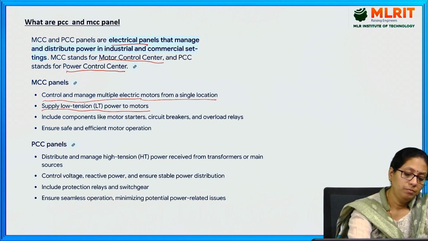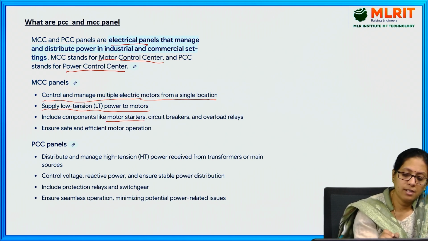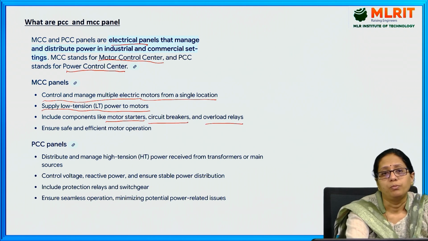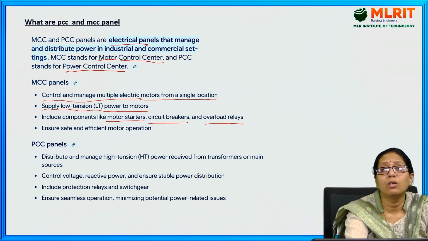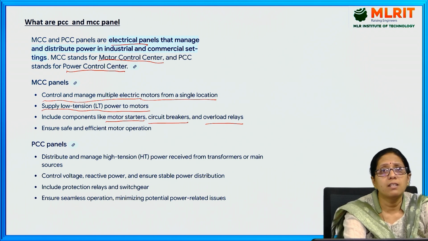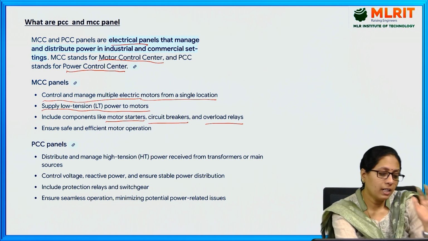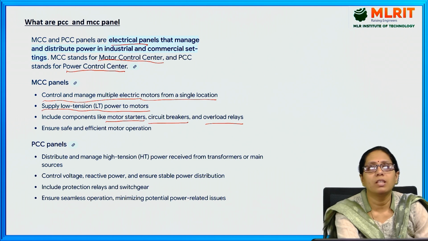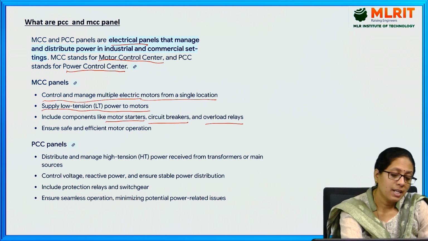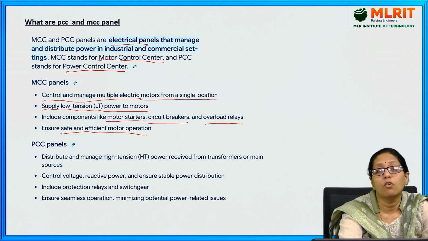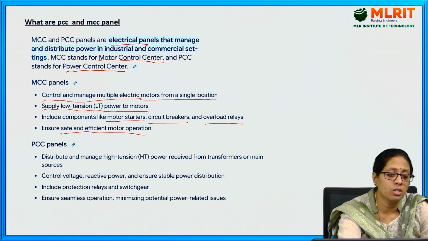It includes motor starters, circuit breakers and overload relays also. These MCC panels include the motors, their starters, the circuit breakers which are connected to these motors and the overload relays. All these are combined and commonly used in the MCC panels. It ensures safe and efficient motor operation. For the safe and efficient motor operation, we will be using these MCC panels.